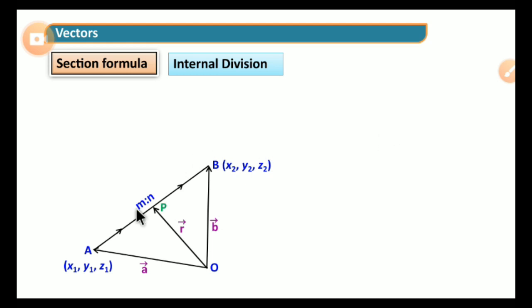Now observe, for this we have to take this diagram. Here O is the origin, and A and B are the points. A has the coordinates x1, y1, z1, and B has coordinates x2, y2, z2. Small a vector is the position vector of the point A, and small b vector is the position vector of the point B. Let P be the point on the line joining A and B. That point P divides the vector AB in the ratio m:n.